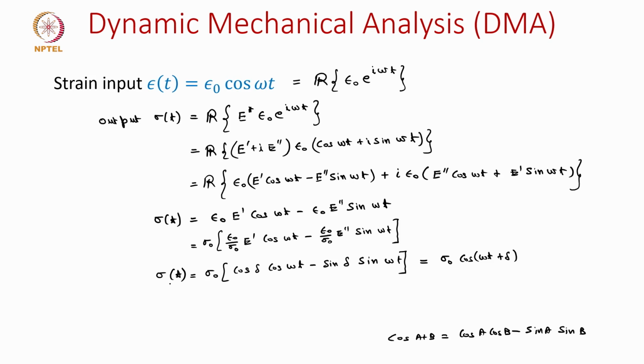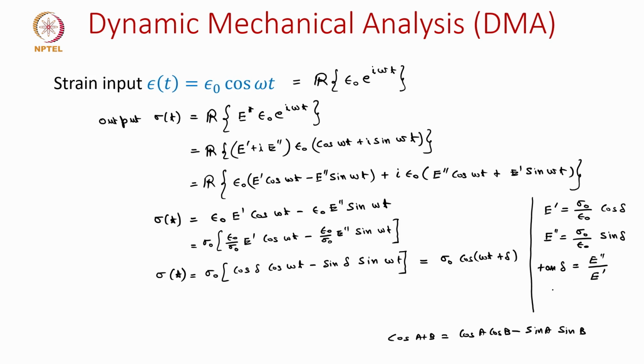But now let us see what E dash is in terms of delta. According to this expression, we should be able to write E dash as sigma naught by epsilon naught times cos delta. And what is E double dash? Again sigma naught by epsilon naught times sin delta. Now, we can see that we should be able to write tan delta, which is simply the ratio of the loss modulus by the storage modulus.